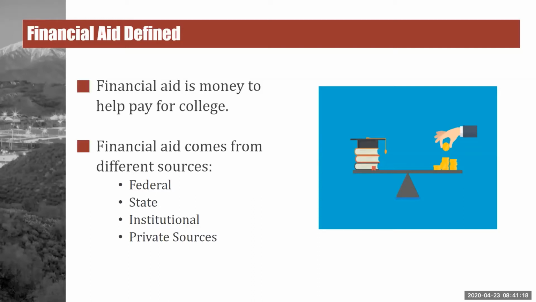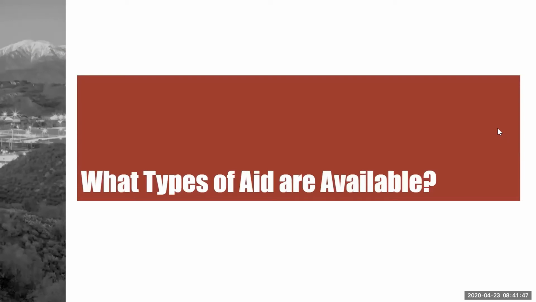This money to help pay for college, or financial aid, will actually come from different sources. Students can receive financial aid funding from the federal government, the state of California, from Mount SAC, which is known as institutional aid, and from private sources, which would include employer tuition reimbursement plans, or scholarship opportunities offered from various organizations or businesses. The purpose of financial aid funding is to help students access or obtain a college education. Now that we understand what is financial aid, let's learn about the different types of financial aid available to Mount SAC students.